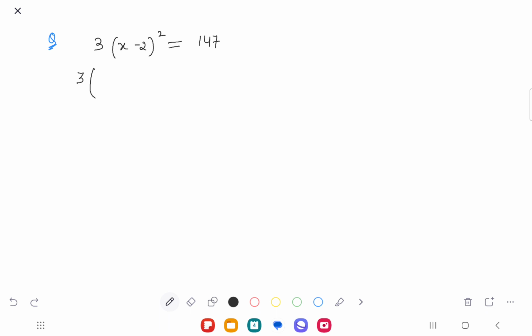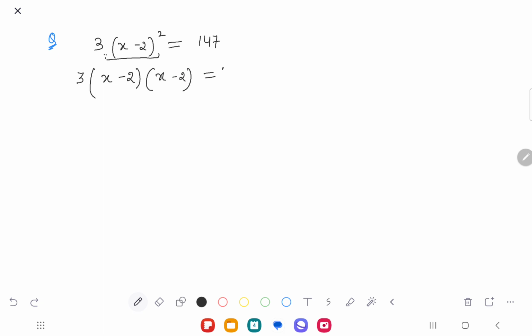So how would you multiply? This is actually (x minus 2) whole square, which is a square plus b square minus 2ab. If you do not understand this, you multiply this bracket with itself 2 times. That's what it becomes. So x times x becomes x square. X times 2 becomes minus 2x. This shall become minus 2x. And minus 2 times minus 2 becomes plus 4, into 3. And that shall be 147.